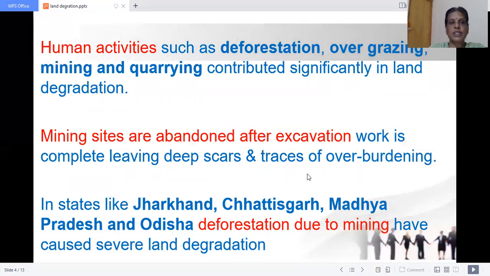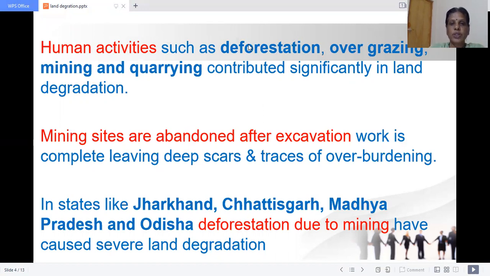What are the reasons for land degradation? What type of activities? Human activities such as deforestation. Deforestation is cutting trees. Overgrazing in the same place, like cattle grazing. Mining and quarrying are major sources of degradation. Let us see one by one in detail.